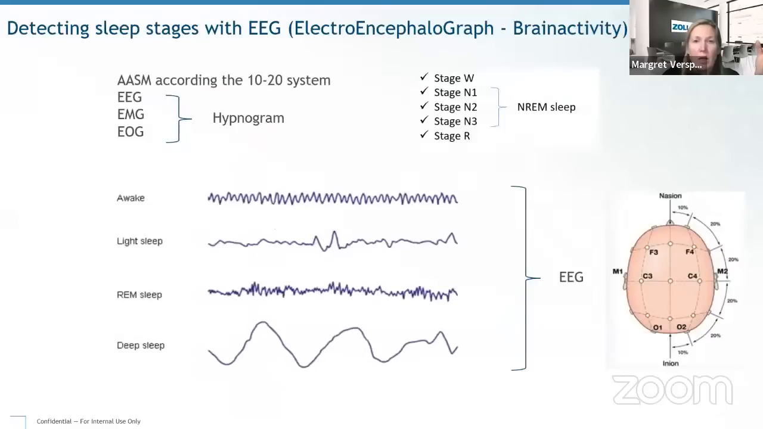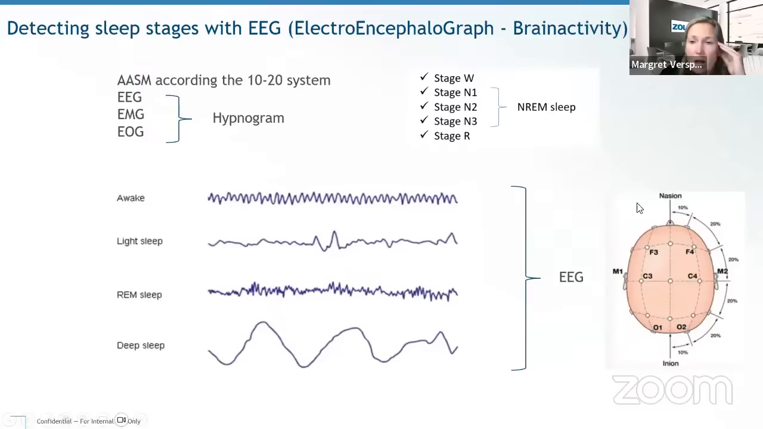So we measure brain activity, like I already mentioned, and we place the electrodes according to the AASM guidelines, the American Academy of Sleep Medicine, according to the 10-20 system. So we place these electrodes on the frontal scalp. We place them also on the central and the occipital regions. It's important to measure the brain activity in the different regions. We also place electrodes behind the ears or on the ears. It's important for the derivations.